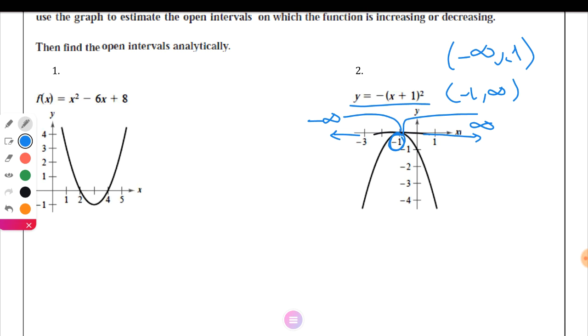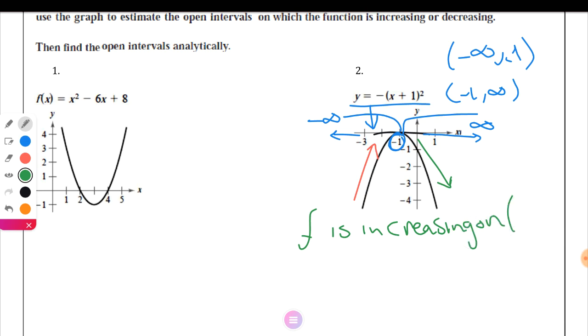As you see, on the first interval the function is increasing, and on the other interval the function is decreasing. In this case, we write the function is increasing on which interval? Negative infinity to -1, sorry. The function is decreasing on which interval? -1 to infinity.